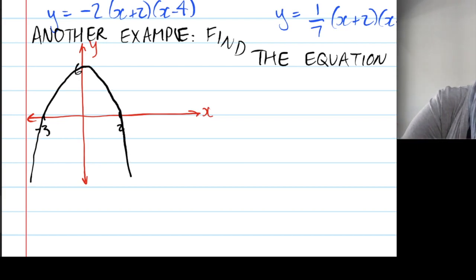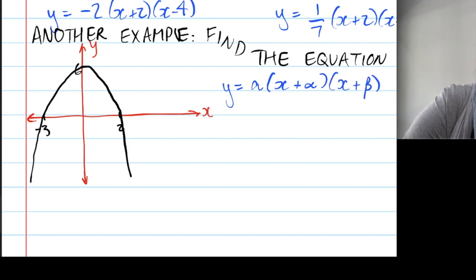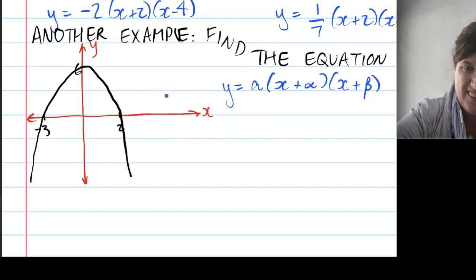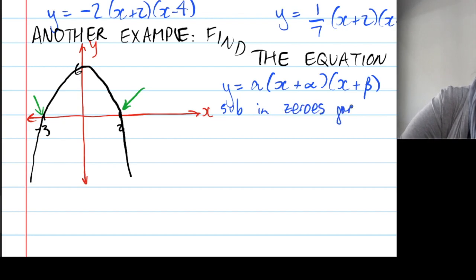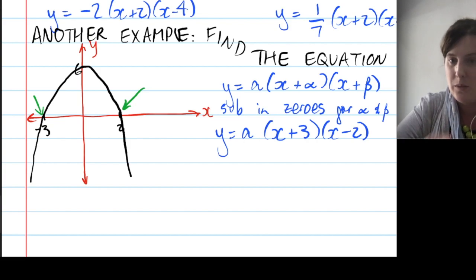So I'm going to start off with my y equals a, x take alpha, or x plus alpha, really doesn't matter, x plus beta. I don't know a yet, but I do know alpha and I do know beta because they're the zeros. Don't forget I have to change the signs when I put them back in. So sub in zeros for alpha and beta. So now I have y equals a outside of x plus 3, x take 2. You always change the signs when you're putting them back into brackets.